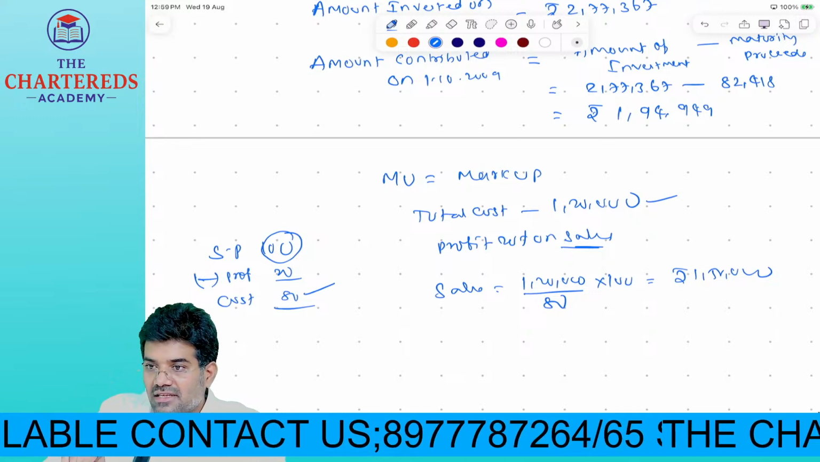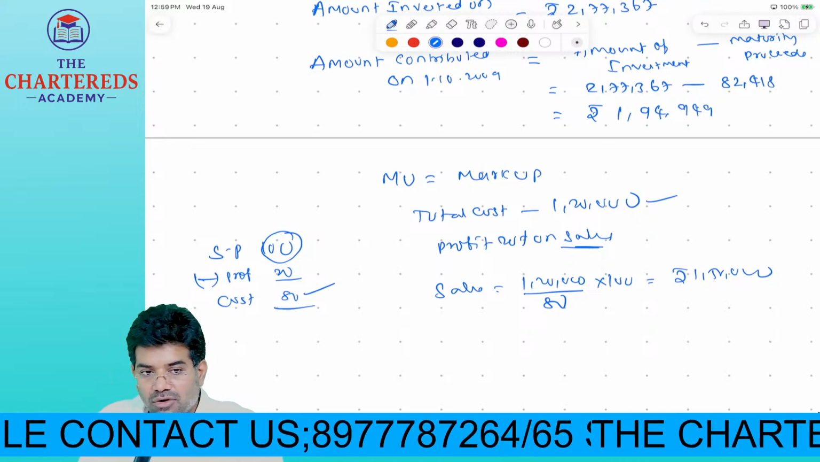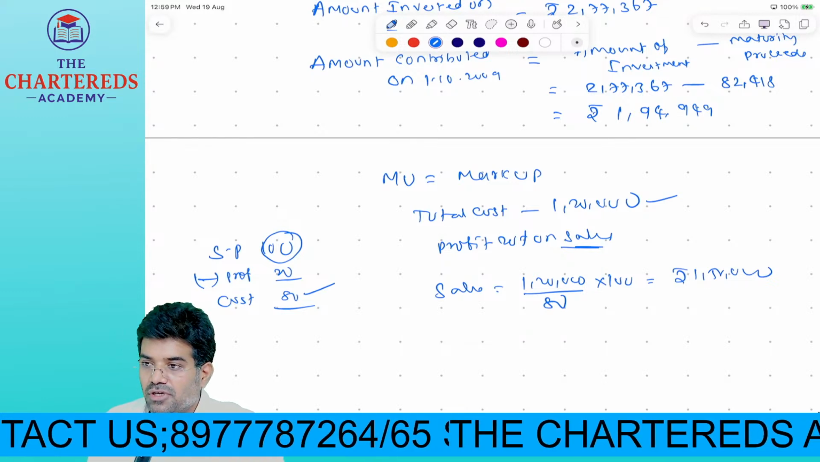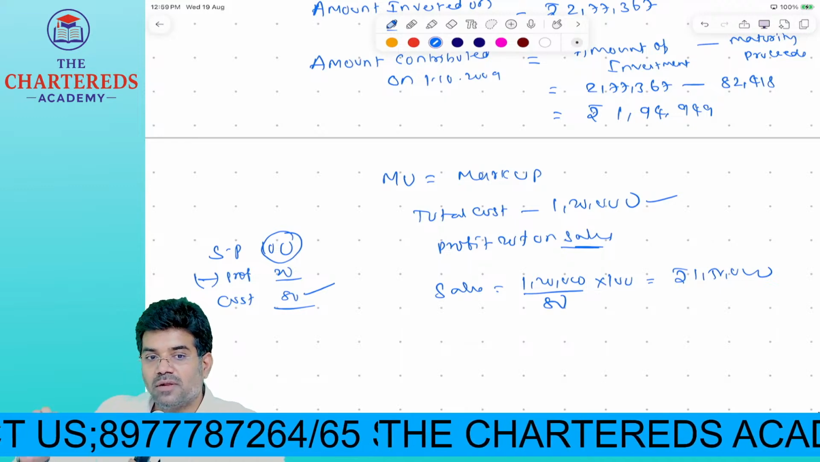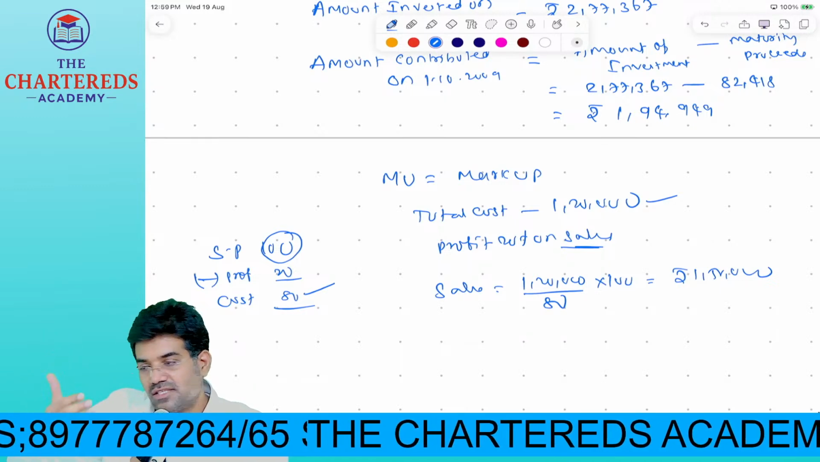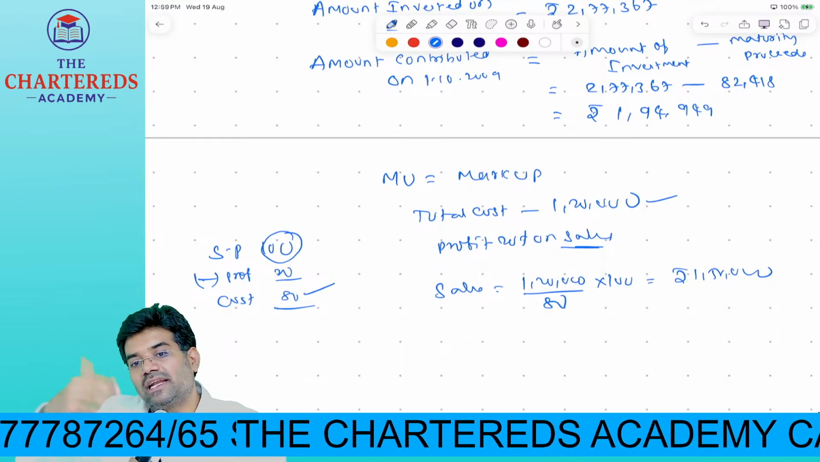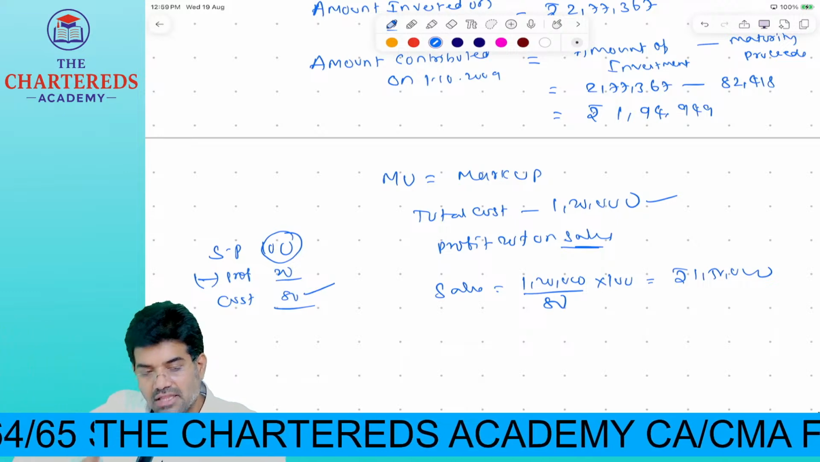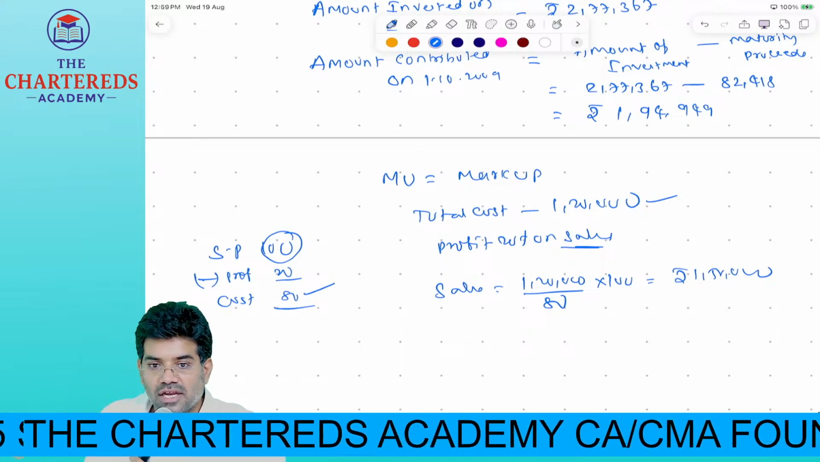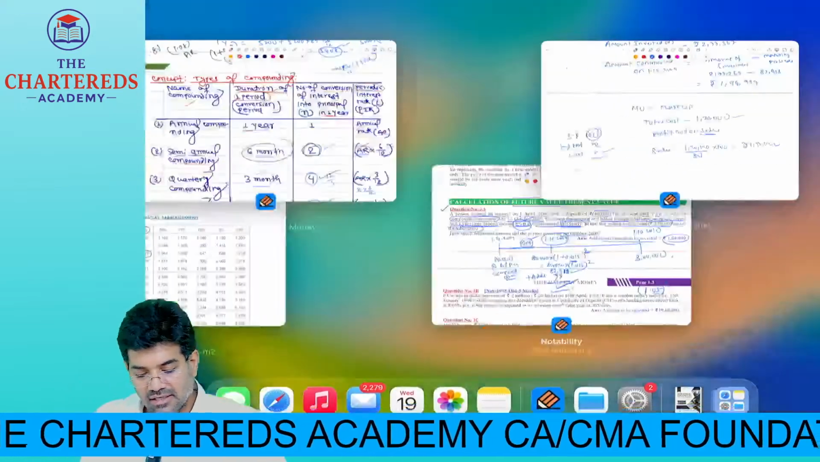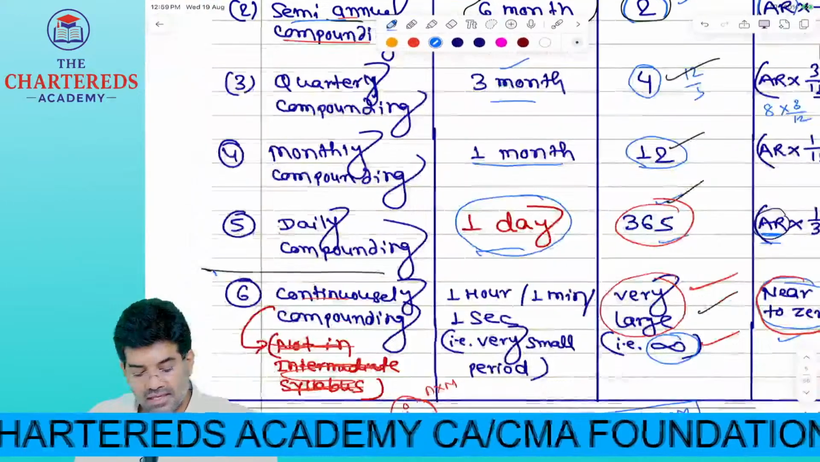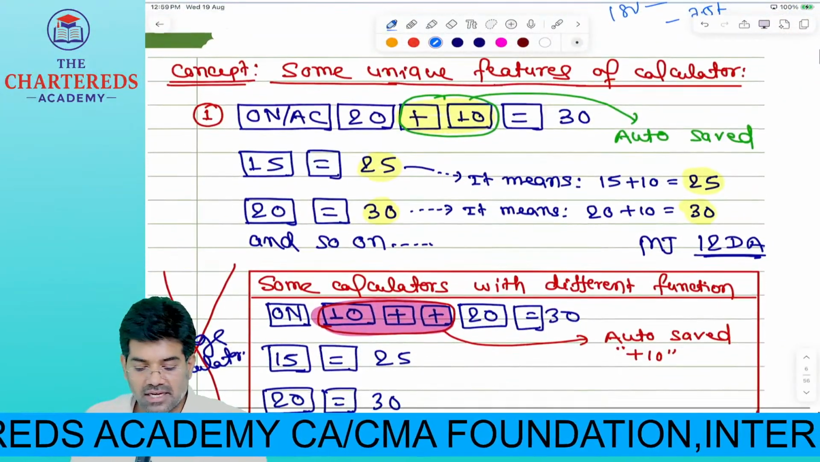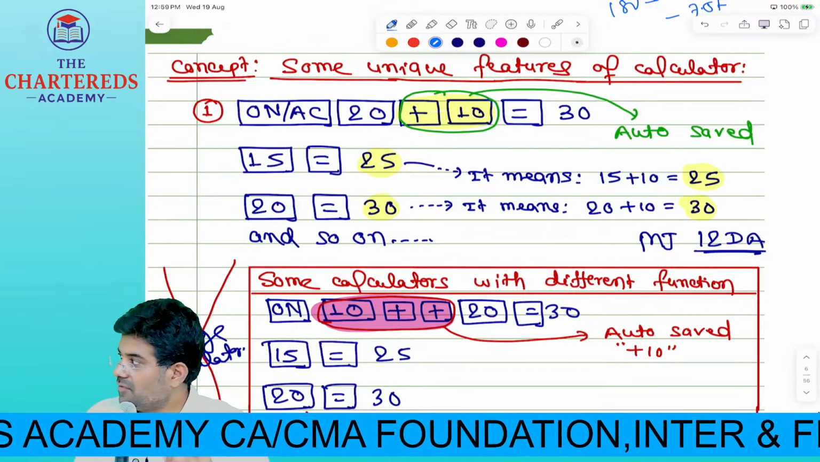Press MU, and after that press 20%. That's all. Did you get it? So that is the purpose of the MU button. Whenever profit is given on sales and we know only the cost, and you want the sales value directly, earlier we used to convert on cost. Now you can directly do it like that. Many calculation tricks, various features of the calculator, we have included here.